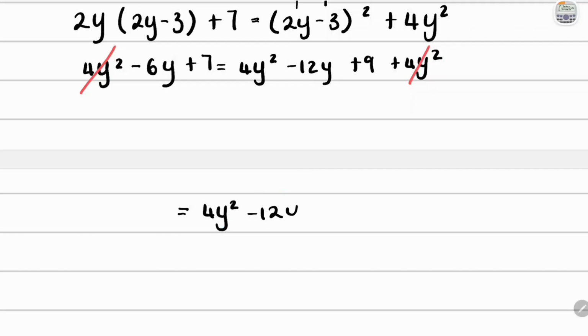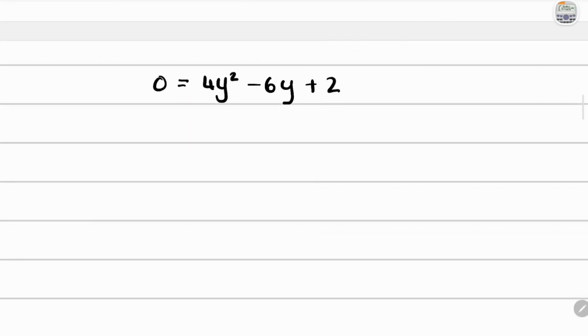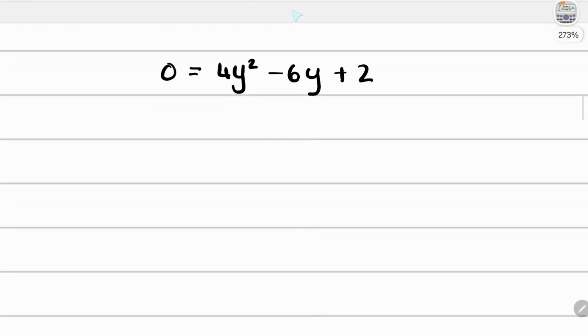So all we have here is on the right hand side, we have minus 12y, and we can transpose this negative 6y to become positive 6y, and they add up to negative 6y, and then the constant. So that's a positive 9 here, and transpose the 7. Now that becomes positive 2. Okay, so this is what we have. And we have a common factor of 2. So let's go ahead and just divide both hand sides of this equation by 2.